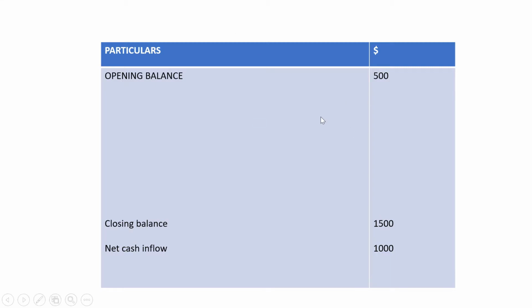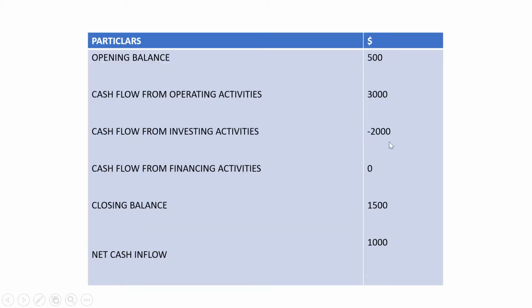But from this information, can you tell what was the total cash inflow and what was the total cash outflow from your business? The answer is no. And now, what cash flow statement does for you is this tells you what was the total cash inflow and outflow from various business activities such as operating activities, investing activities, and financing activities. In this example, you can see that the cash flow from operating activities was $3,000 and the cash flow from investing activities was minus $2,000 and the cash flow from financing activities was zero. So you can now find out the total cash inflow and outflow using this statement.